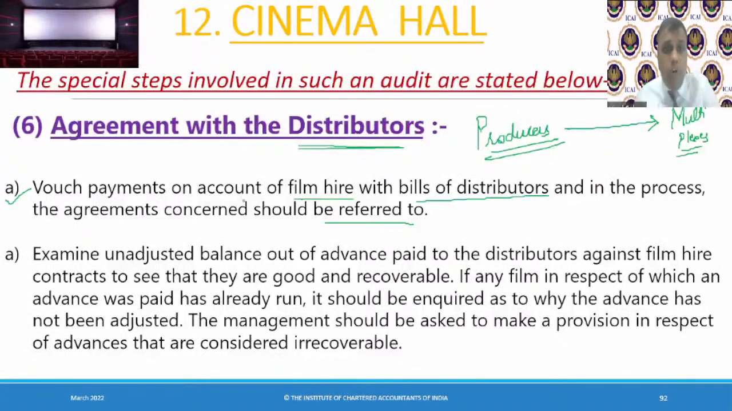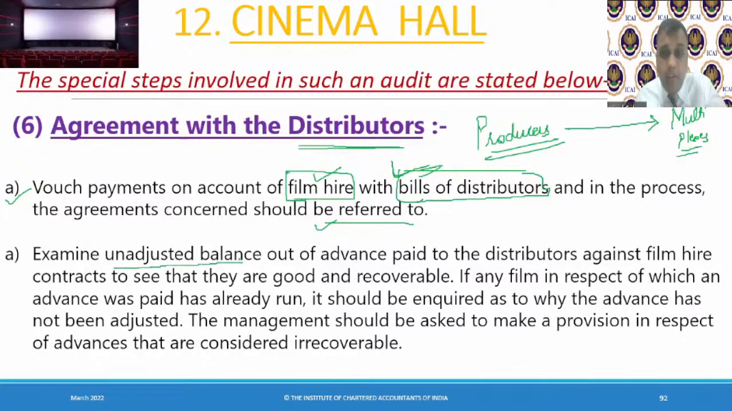So vouch payments on account of film hire with bills of distributors, and in the process the agreements concerned should be referred to. What is the agreement with the distributor? The multiplexes purchase the films on a hire basis, so the bills of the distributors need to be checked. What is the sharing arrangement, how much would be retained by the multiplexes and how much would be given to the distributors?